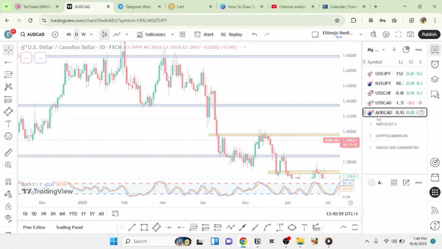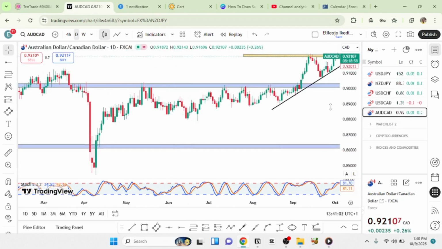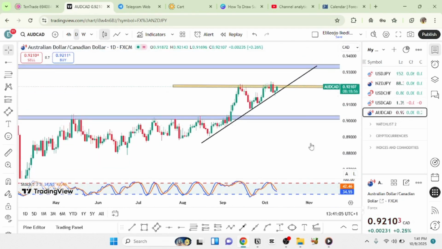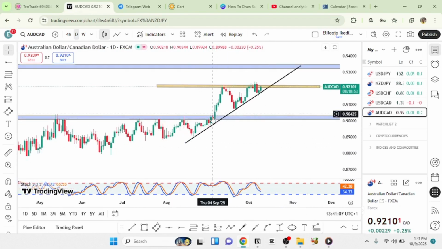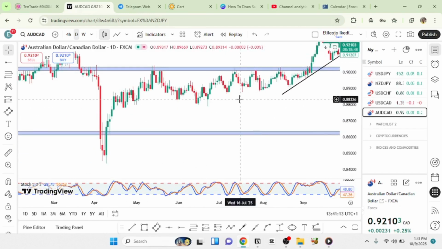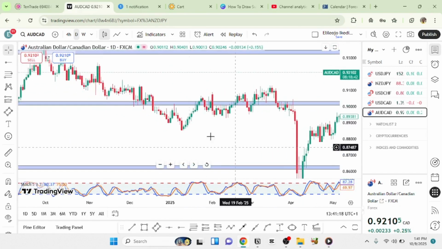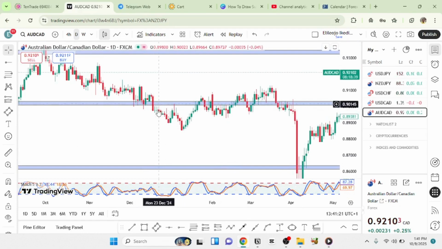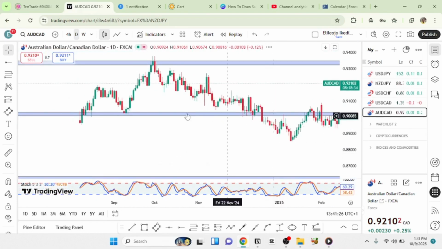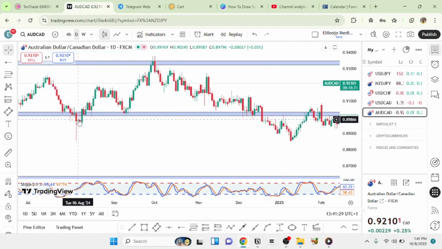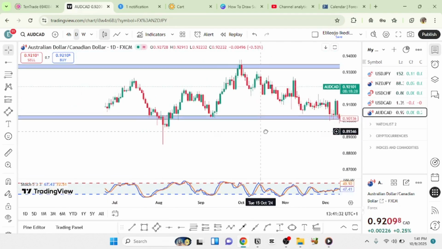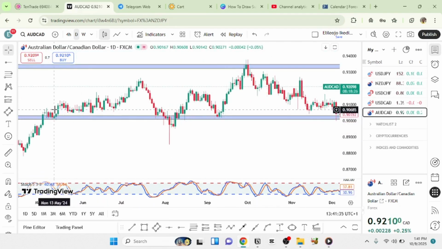Let's take a look at AUD/CAD. Looking at AUD/CAD, you can see this clear breakout right here. And you see, this was another example of a breakout. And then this is also another example of a breakout. This is also another example. And this right here is also another example of a breakout.